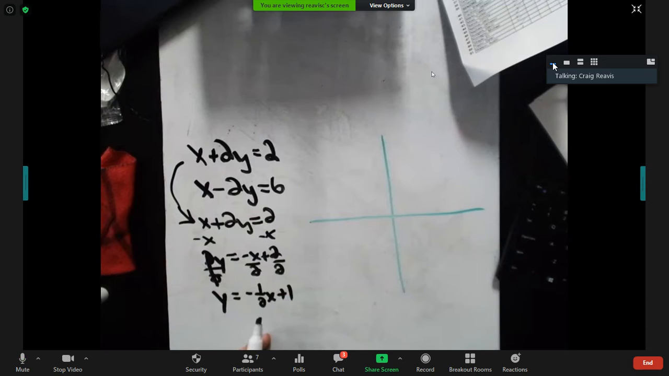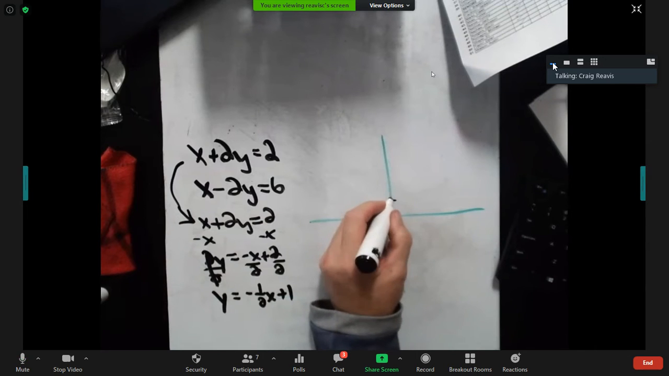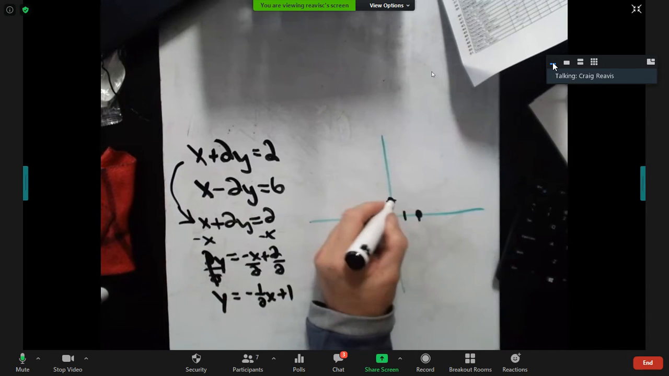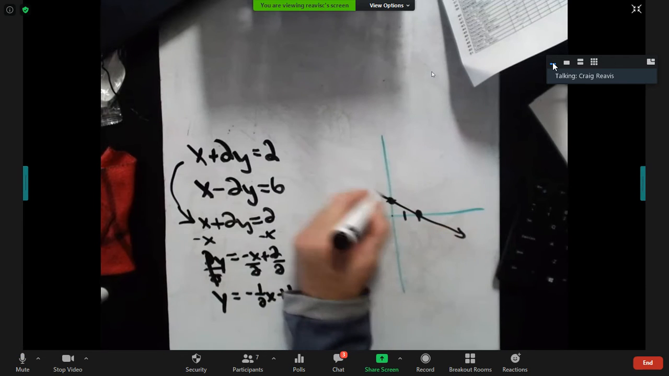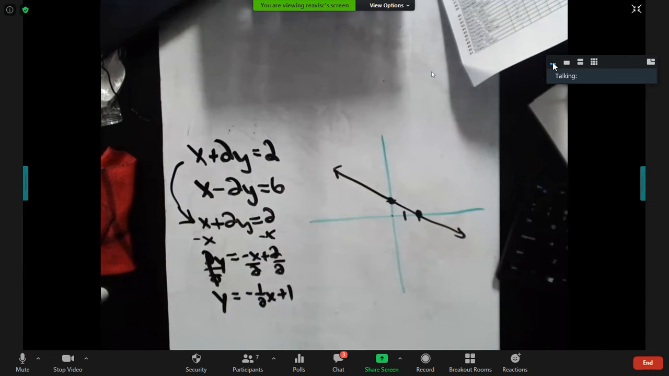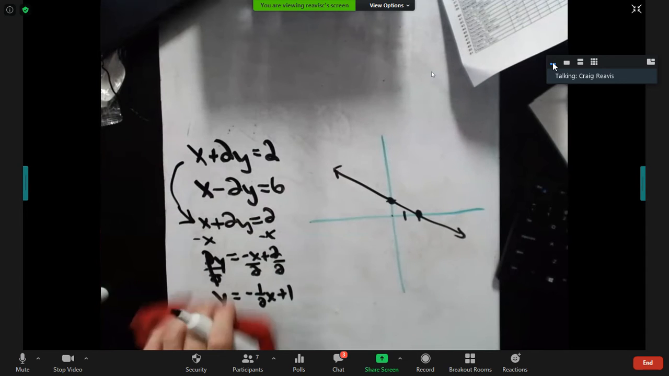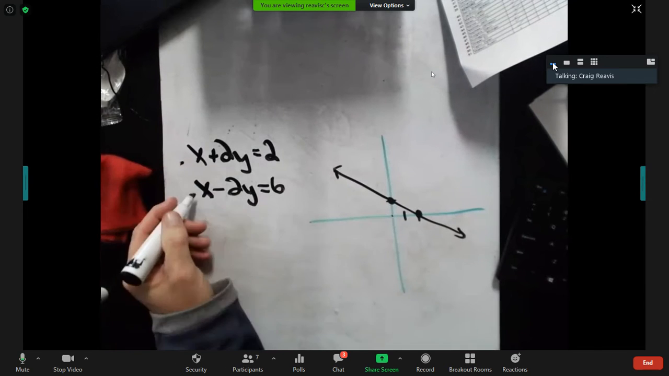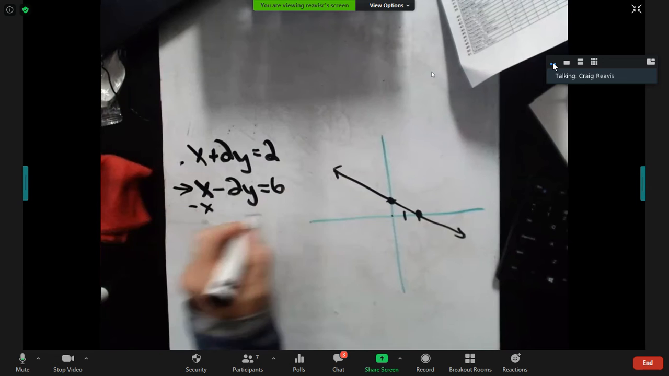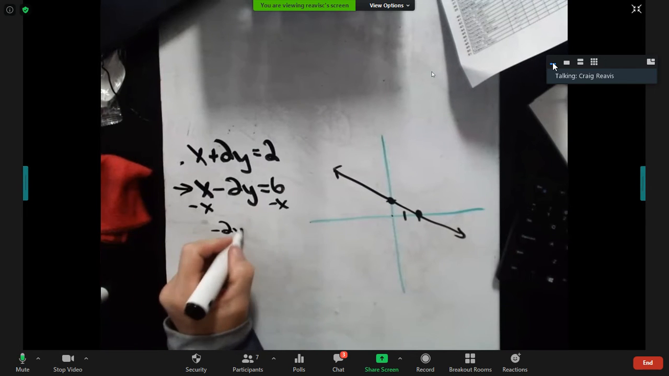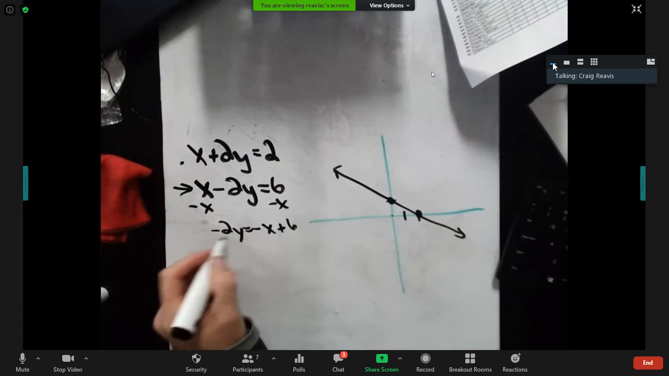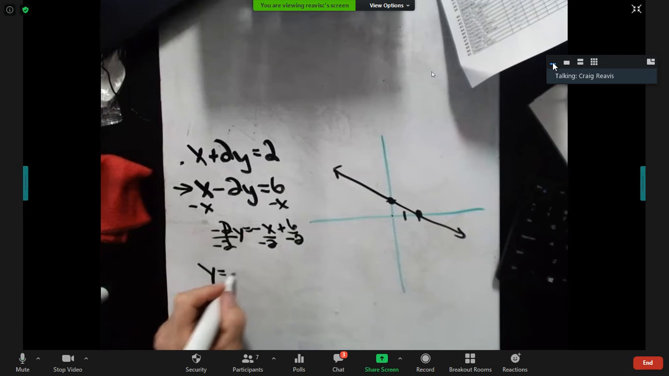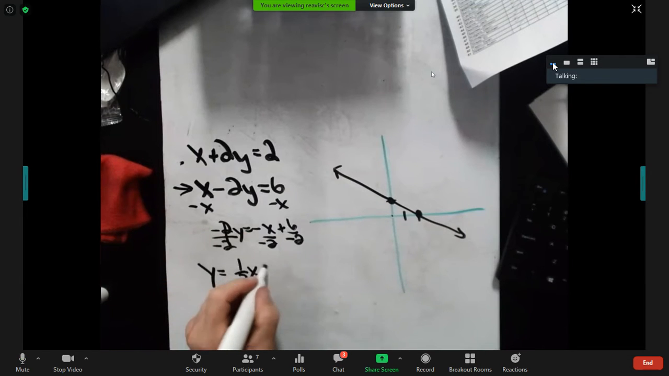So what's that tell me? My y-intercept is 1. My slope is negative 1 over 2. So I got to go down 1 over 2, and then there's my line. All right. Then I'm going to take the second equation, and I'm going to solve it for y. So I would subtract x. Negative 2y equals negative x plus 6. Divide by negative 2. I'll get y equals 1/2 x minus 3.